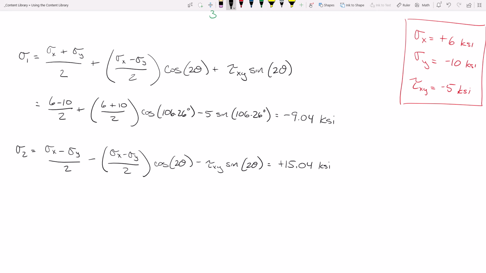Okay, all right. This is 6 plus 10 over 2 minus 6 plus 10 over 2 cosine, this is plus 5 sine 106.26. Or 1, sorry. Hold on. Yeah, we gotta sort this out.